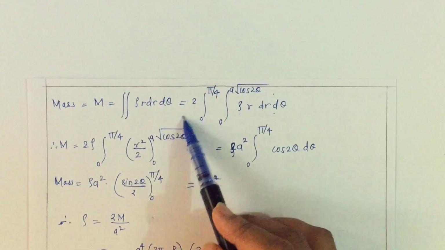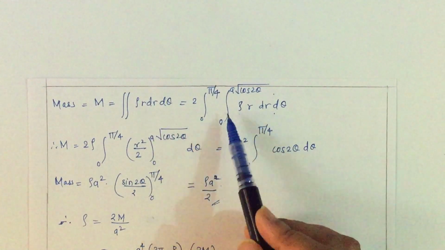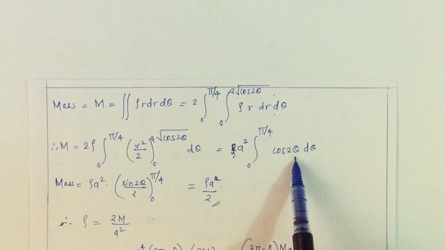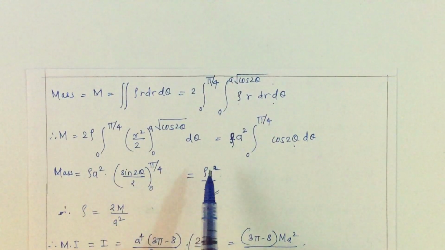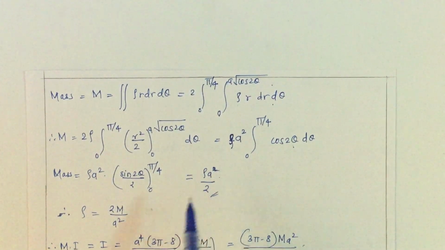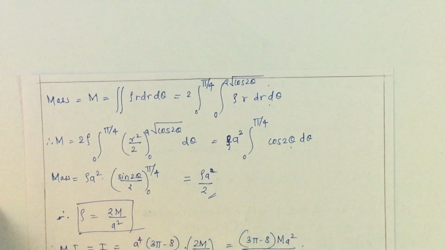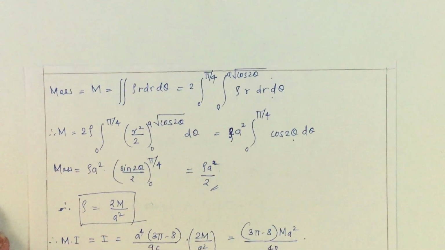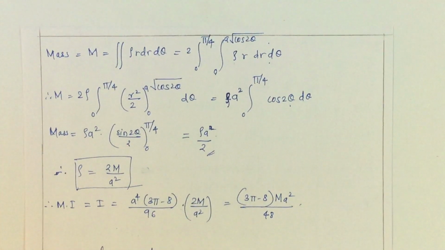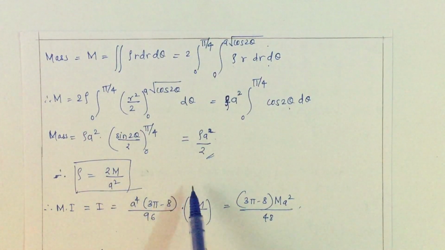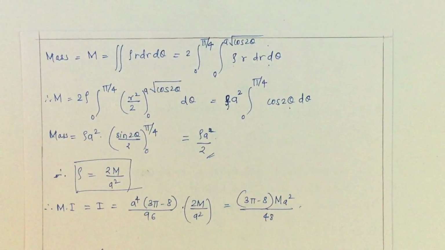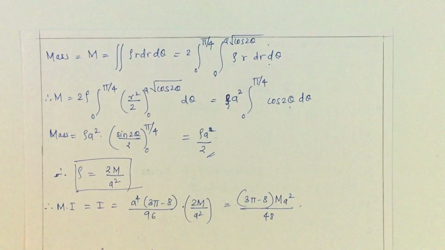Take out rho as a constant term, integrate first with respect to r within these limits. We obtain the value as cos 2 theta. Integrate cos 2 theta within 0 to pi by 4. We obtain the value of mass as rho a square by 2. This means the value of rho is 2m upon a square. Okay, and then finally the moment of inertia will be a raised to 3 pi by 8 upon 96 into rho, where rho is nothing but 2m upon a square. So finally the value will be (3 pi minus 8) m a square upon 48.